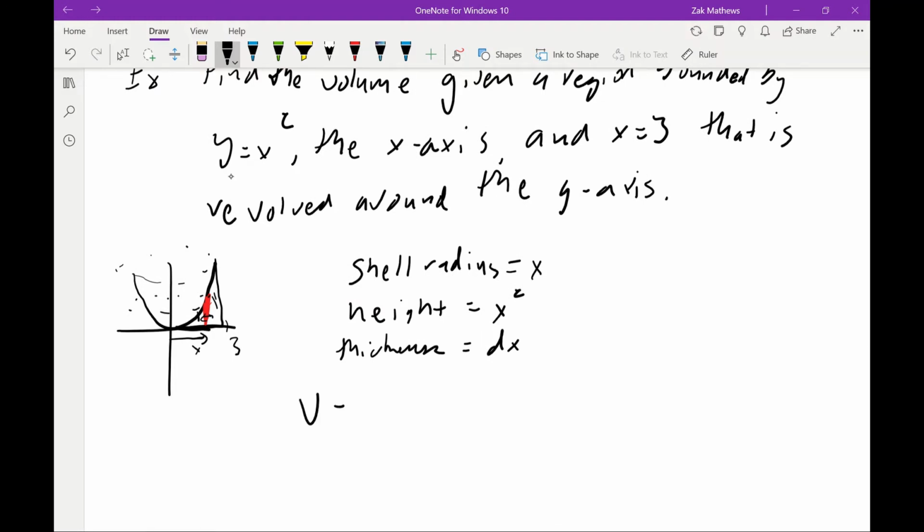So now we can find our volume. Everything is in terms of x. Notice if we were to have used washers, washers would have been a more challenging problem because we would have had to have thought about the slices going the opposite way, meaning the slices in blue here. We would have had an outer radius, the 3. We would have had an inner radius, the function. We would have had to have solved that function in terms of x.